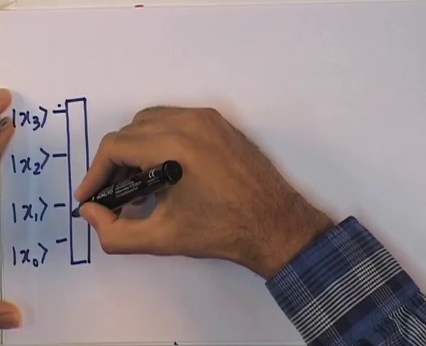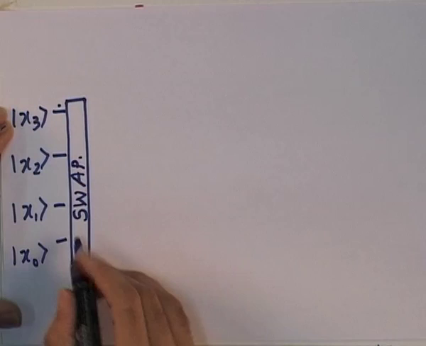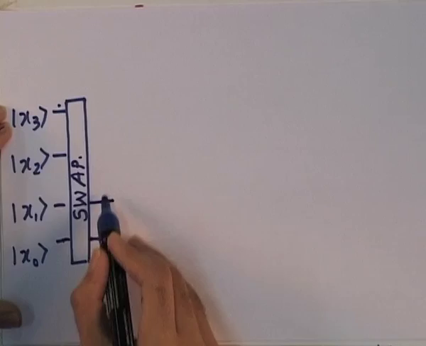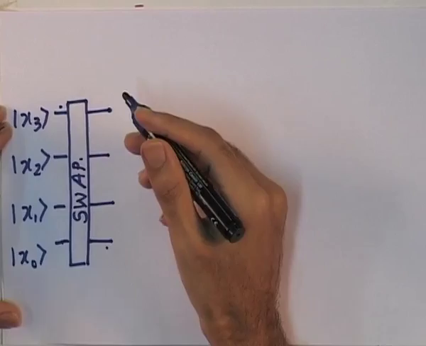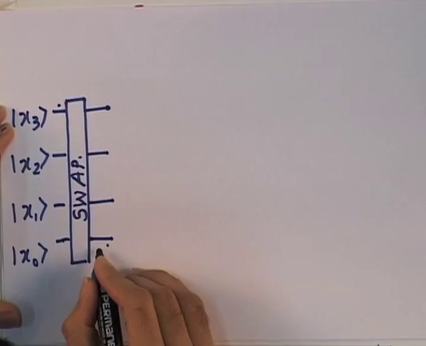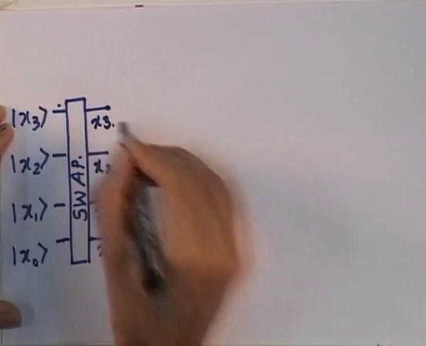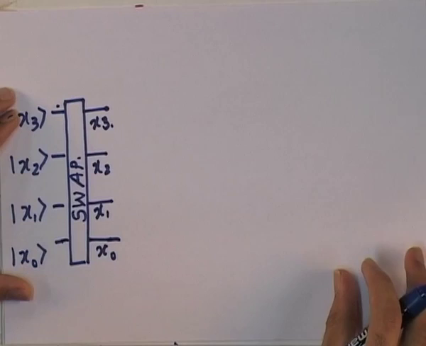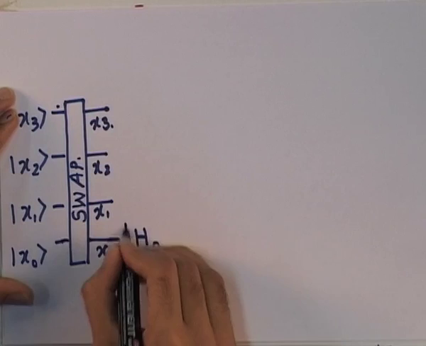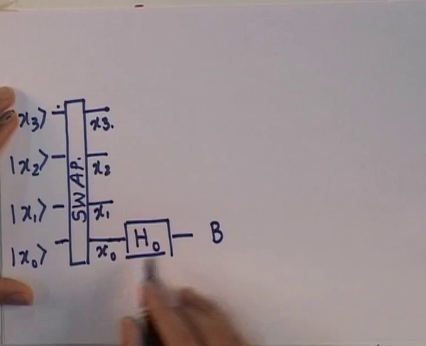So the first thing we do is to apply a swap operation. What the swap operation does is, it gives x3 here, x2 here, x1 here, and x0 here. But the question specifically says that the relabeling has been done. So even after the swap operation has been done, this will be referred to as x0, this as x1, this as x2, and this as x3. Now the first gate which is applied is the Hadamard gate on the first qubit, H0. The second is a phase gate applied on the x0 bit, where x1 is the control bit.